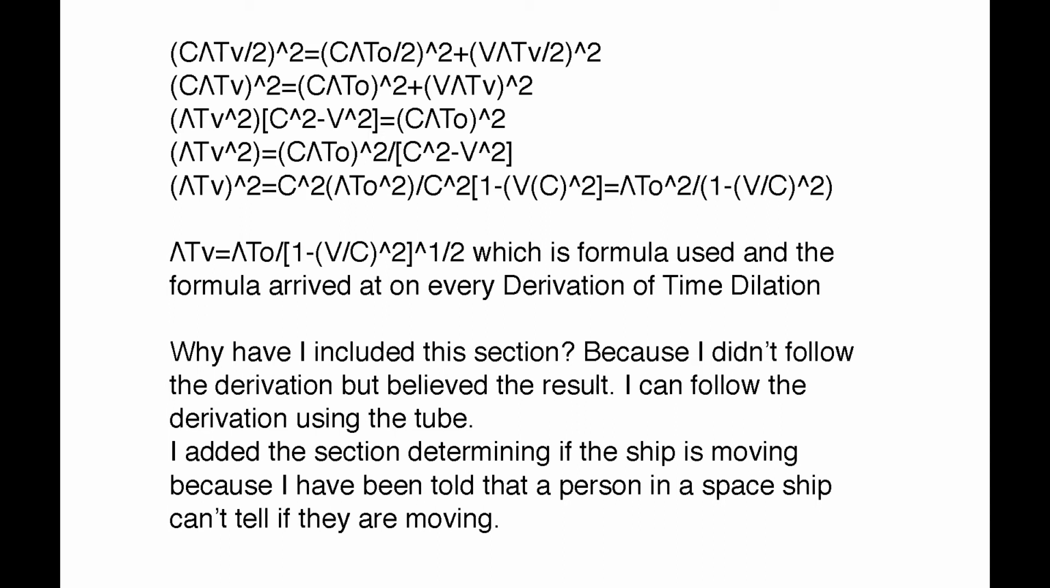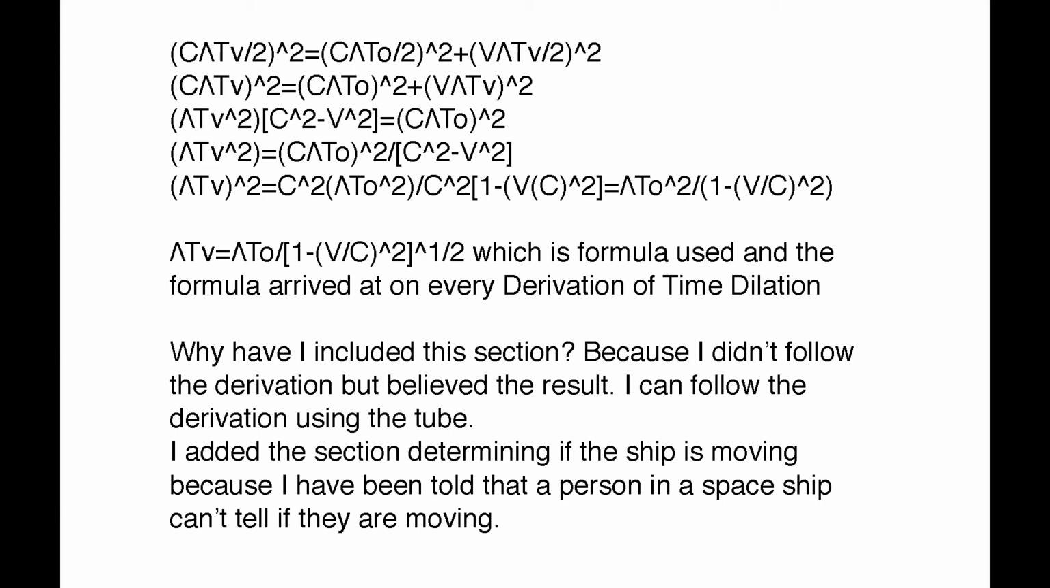So now I can transform. I'm going to take the C squared minus V squared and move it to the other side of the equation, dividing the C delta T0 squared by that. And then I'm going to factor out the C squared from the right-hand side of the equation, and I will then have delta T sub V squared equals delta T0 squared divided by 1 minus V over C squared.